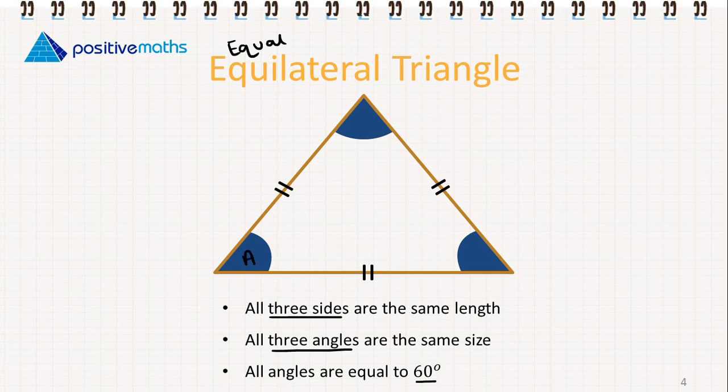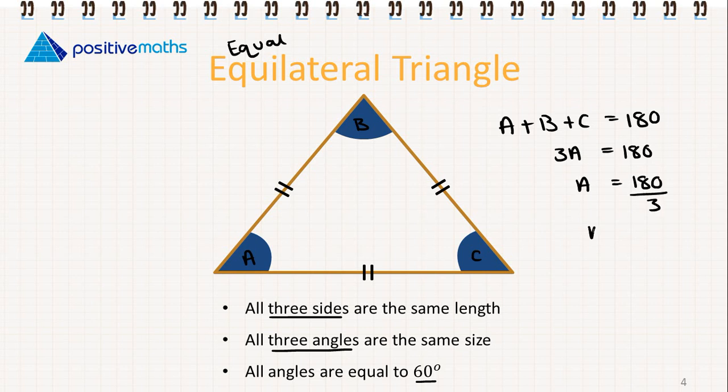This is because, as we said before, A, B and C have to be equal to 180 degrees. So if they're all equal, then it's the same as saying 3A is equal to 180 degrees. So therefore A is equal to 180 divided by 3. So A is equal to 60, and so are all the other angles. So are B and C.